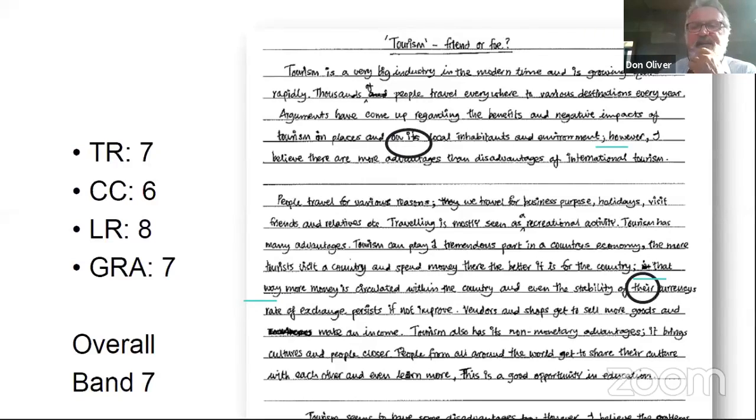If you keep going here, you'll see that there are other mistakes with pronouns. More money is circulated within the country, and even the stability of their currency's rate of exchange persists. Well, here, within the country is singular, but here we talk about their currency. Do you see here again? It's confusing. This person really should have said on countries, plural, and their currencies. That would be okay. Be careful when you're using a pronoun. Be careful that you understand what noun it refers to. And if that noun is singular, the pronoun is singular. If that noun is plural, the pronoun is plural. This is a common mistake that people make, and it is penalized under coherence and cohesion.